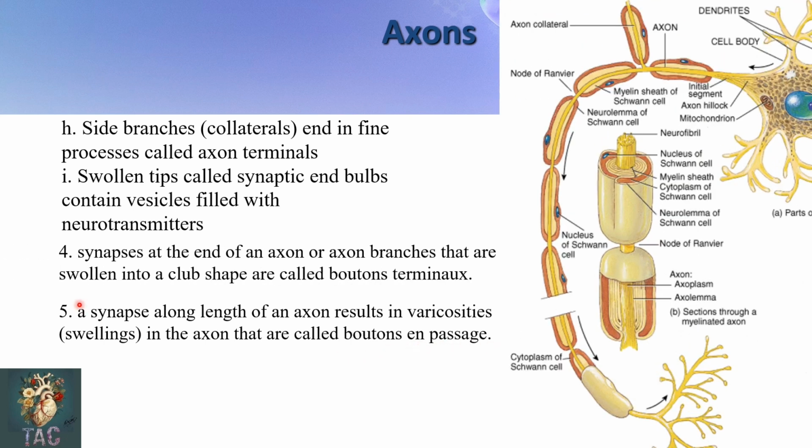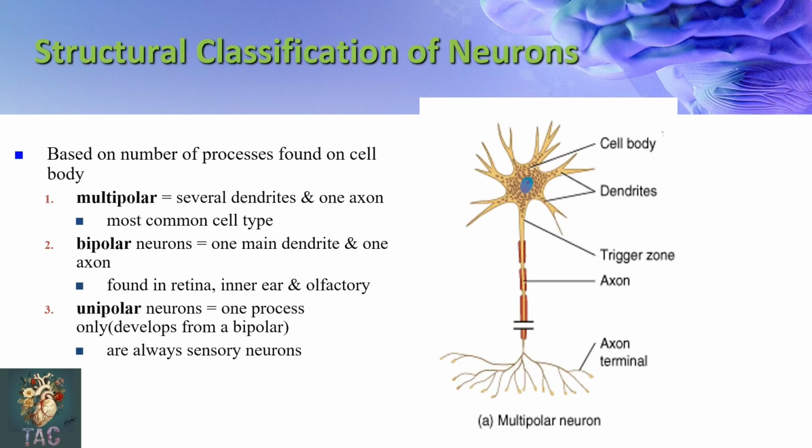The synapses at the end of the axon or axon branches are also swollen into a club shape called the button terminus. So here you can see the button terminus at the end. Now we study how we classify the neurons. First we classify on the number of the processes found on the cell body, that they may be multipolar, they may be bipolar or unipolar.